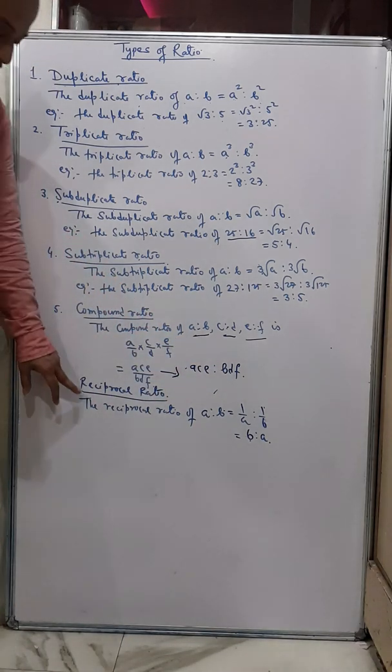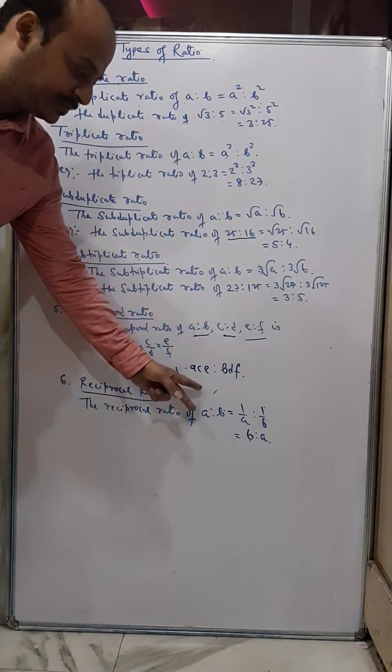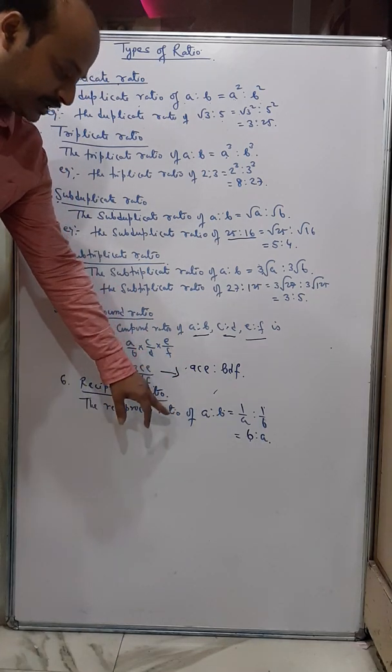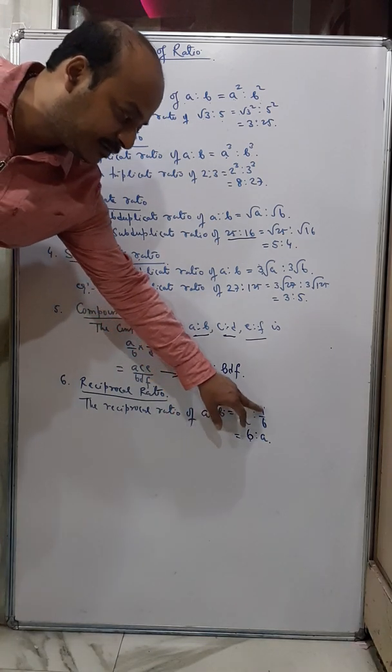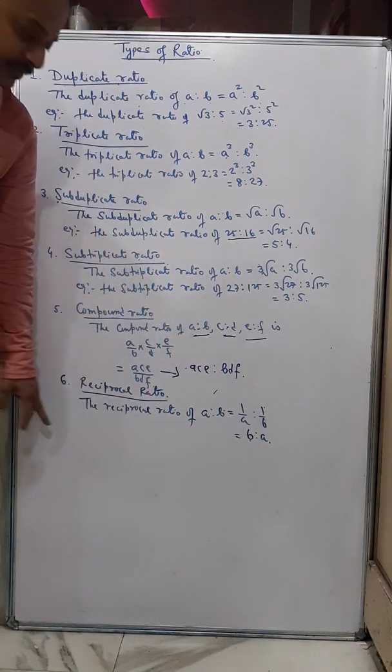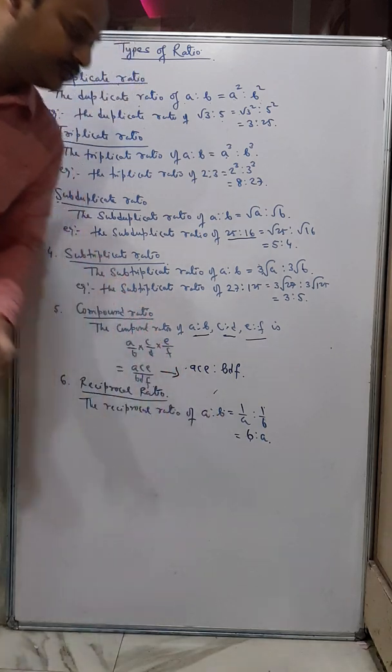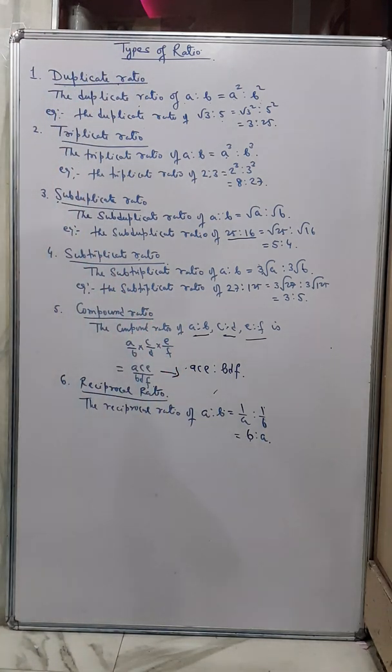Similarly, reciprocal ratio means the ratio becomes reciprocal. Say the reciprocal ratio of A is to B becomes 1 by A is to 1 by B, and that is equal to B is to A. Okay, got it?